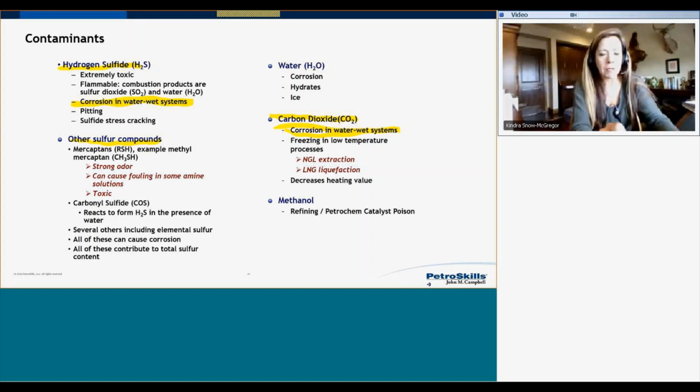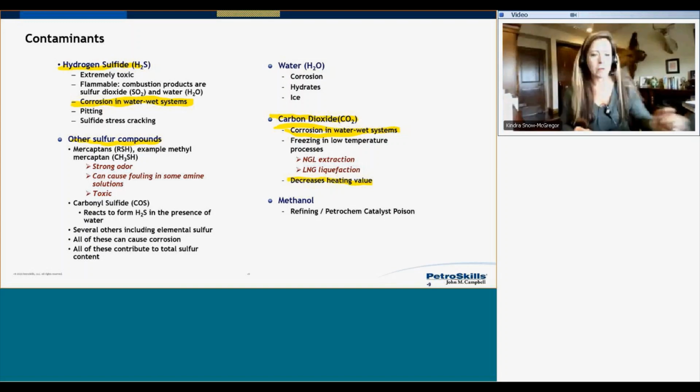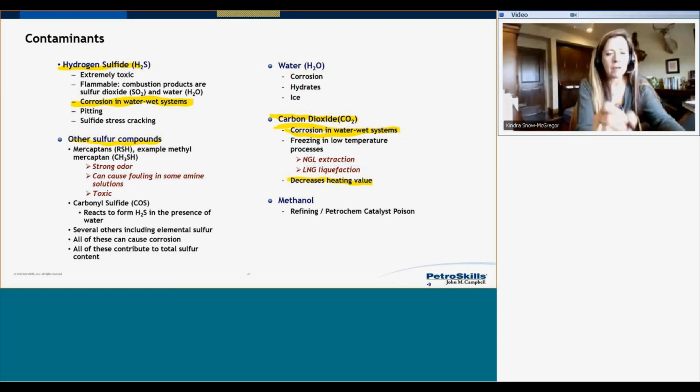The other problem with CO2 is that it will decrease my heating value, and a lot of times where we will see that CO2 come into play is in our sales gas specification. Notice here's our friend water listed right here, and so water can cause me corrosion. I've discussed that previously.